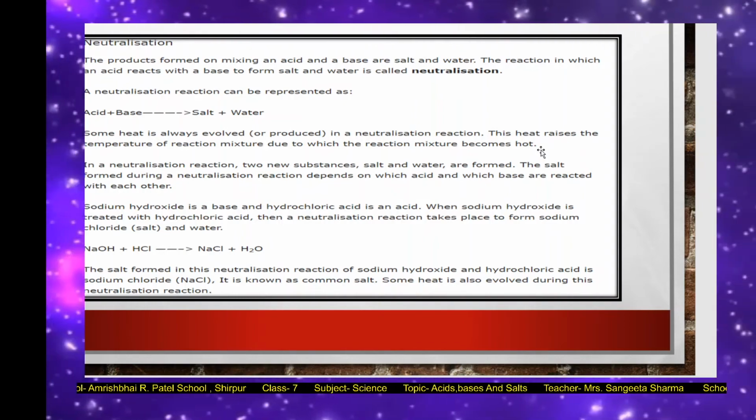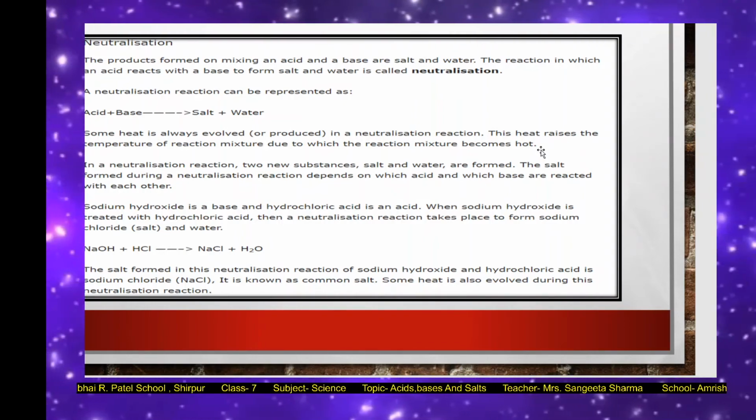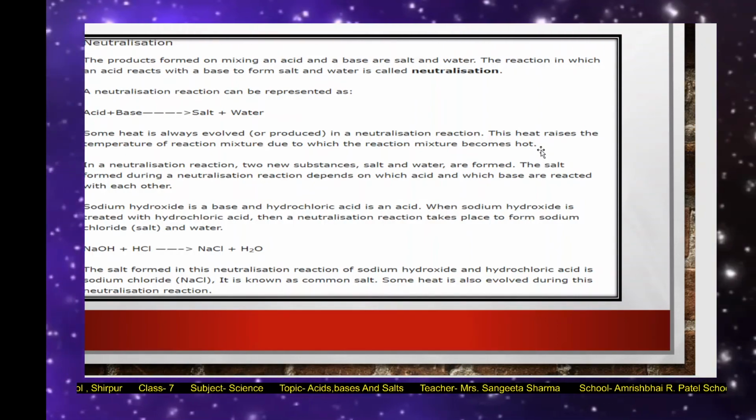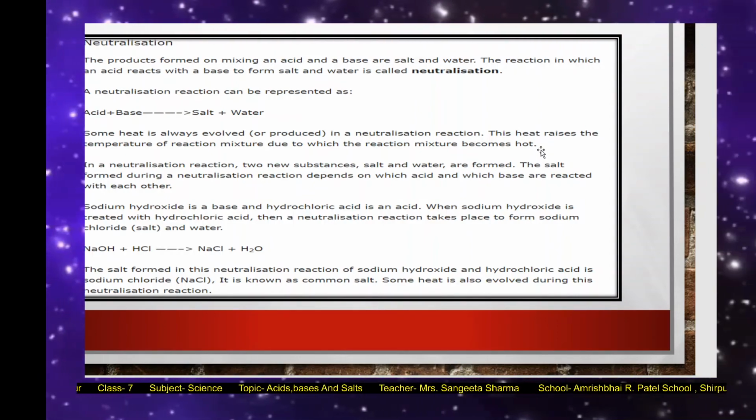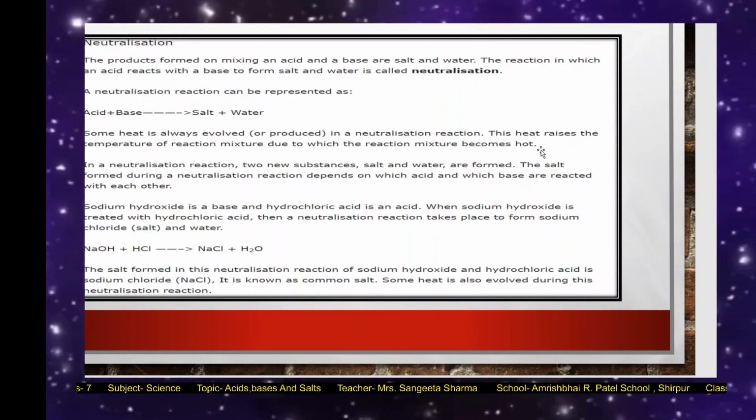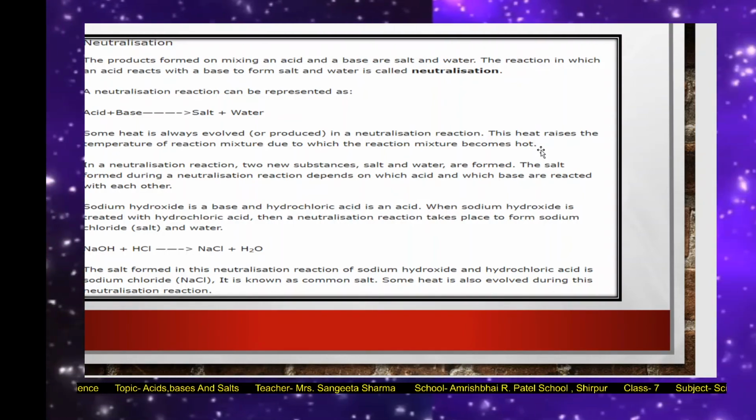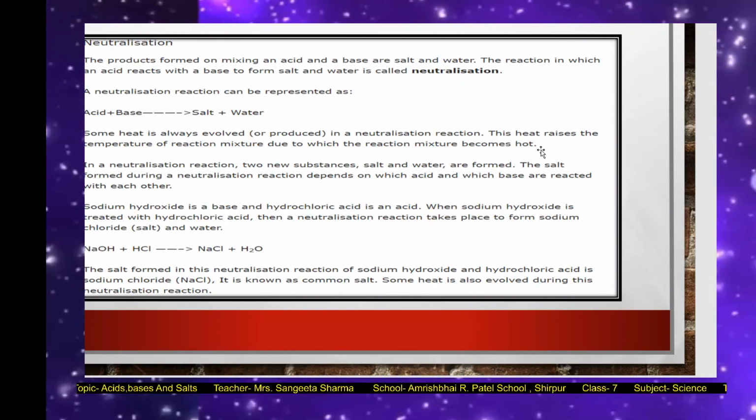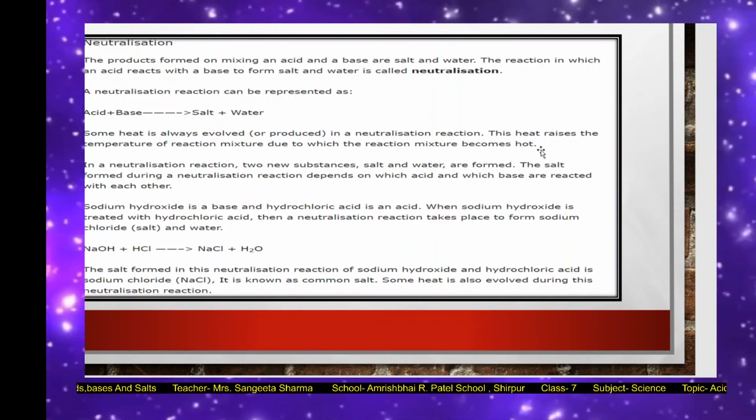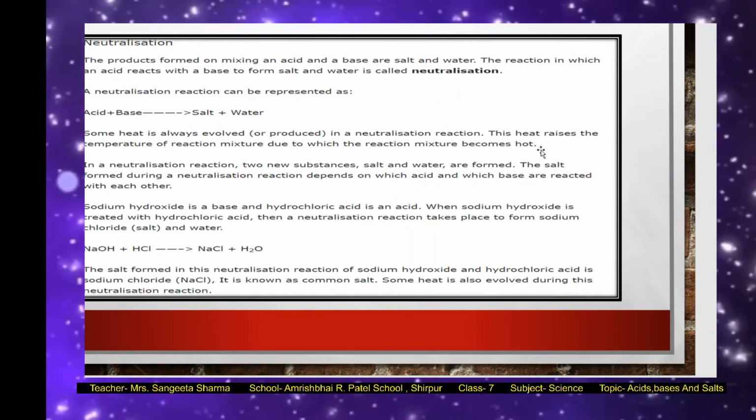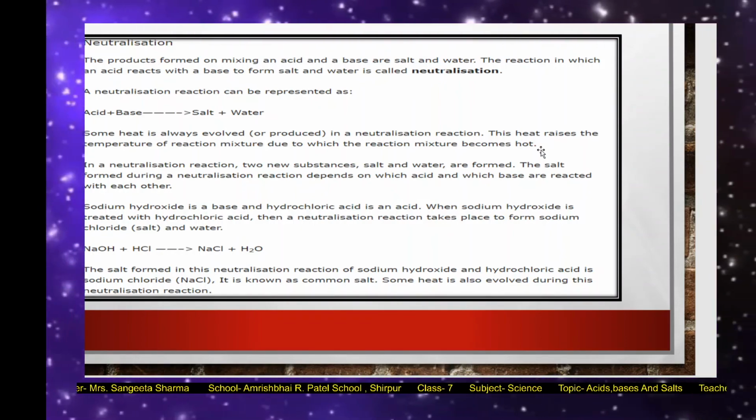Some heat is also evolved during this neutralization reaction that makes the beaker hot, which makes the reaction very important because we are observing some heat. We cannot see it, but we can feel it. Whenever we touch the beaker, we will feel the hotness, because the reaction is taking place in the beaker, that is why the beaker becomes hot.